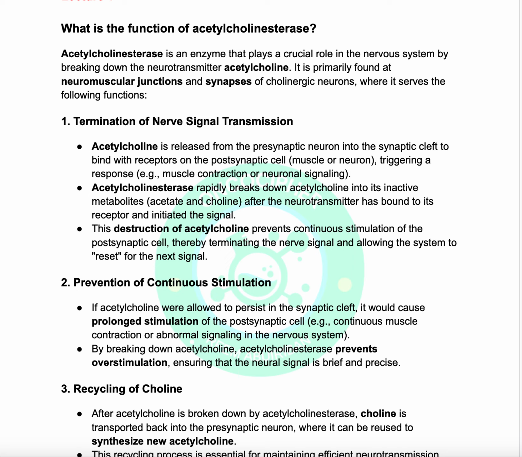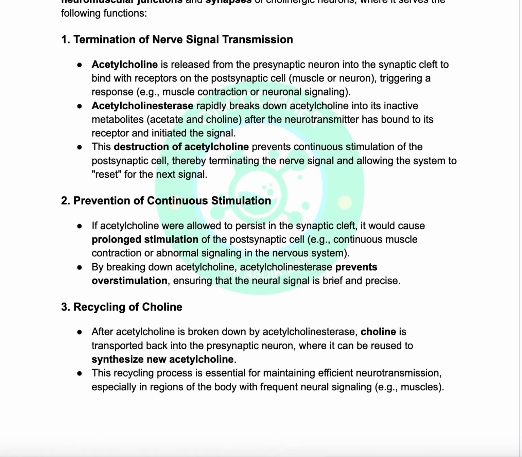So the first function is termination of the nerve signal transmission. The acetylcholine esterase plays like a brake for the acetylcholine. It's a brake for the muscle, a brake for the neuron, not continuous stimulation, just a brake between one signal and the other signal. So the action of acetylcholine esterase will be so rapid. Prevention of continuous stimulation is the same mechanism, but it just explains why it causes termination of the nerve signal transmission and the prevention of continuous stimulation.